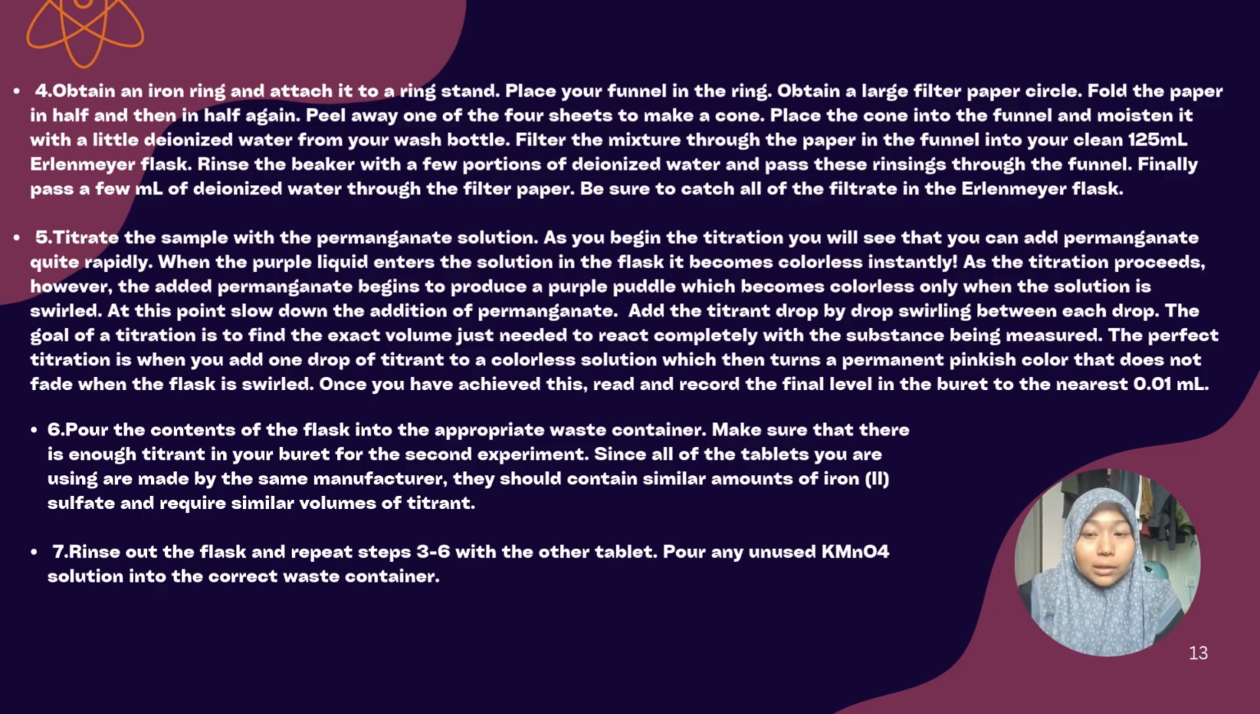The goal of the titration is to find the exact volume just needed to react completely with the substance being measured. The perfect titration is when you add 1 drop of titrant to a colorless solution, which then turns a permanent pinkish color that does not fade when the flask is swirled. Once you have achieved this, read and record the final level in the burette to the nearest 0.01 ml.